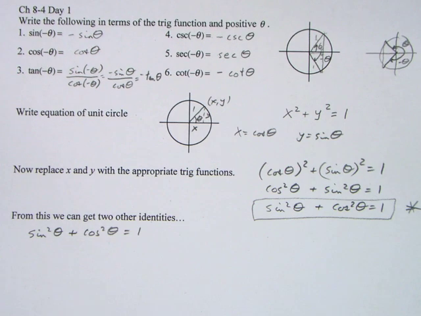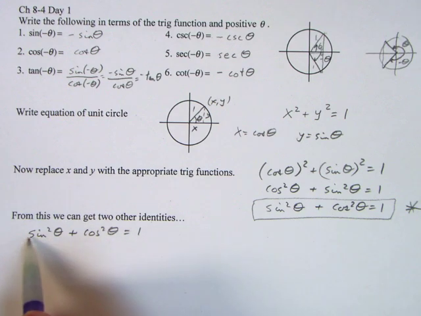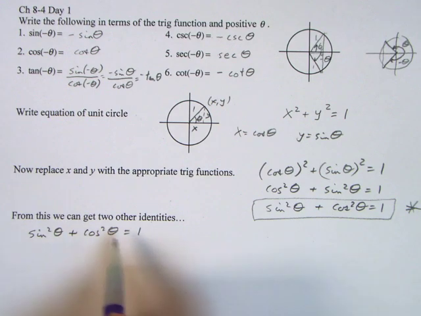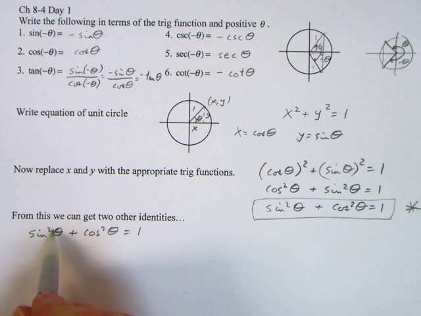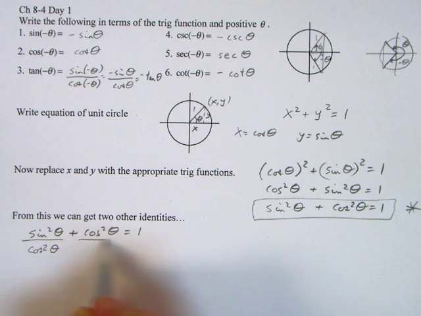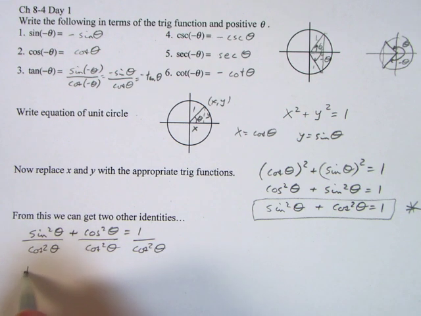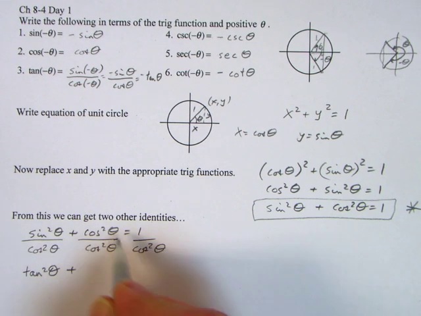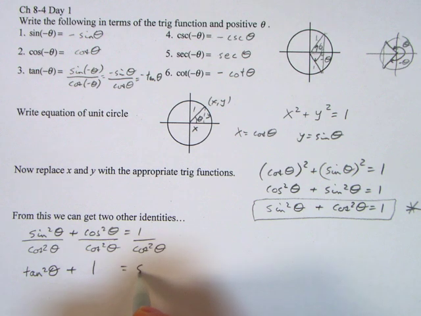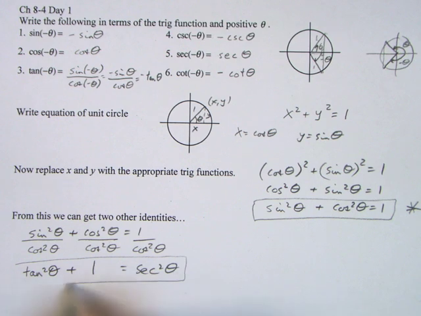Now, there's one identity that has tangent in it. What is tangent? Tangent is sine over cosine. So what could I do to this to get tangent? I'm going to have to divide by cosine here, and since this is squared, I'm going to divide by cosine squared. So divide each and every term by cosine squared, and what do we get? Sine squared over cosine squared would be tangent squared, plus 1 equals secant squared.